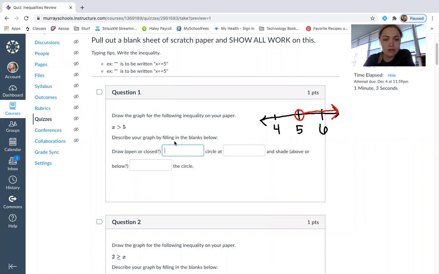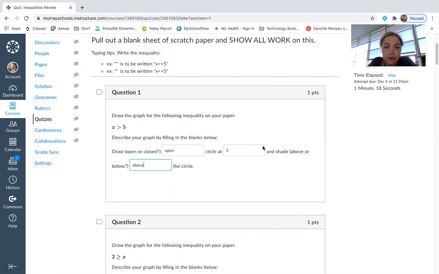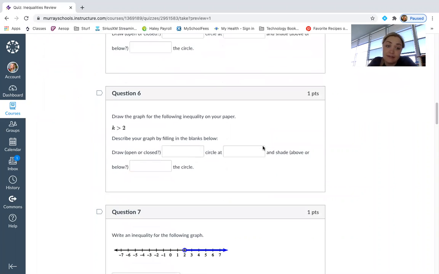It says draw an open or closed circle. Well, I drew an open circle and it was at 5. That was the number that I drew the circle at. And then shade, did we shade above or below the circle? Well, we shaded the numbers above. And that's all you're doing for problems like numbers 1 through lots of these.